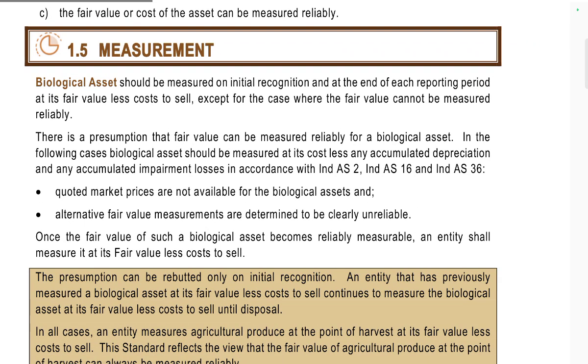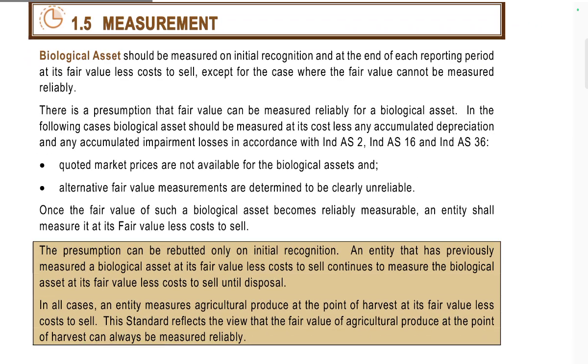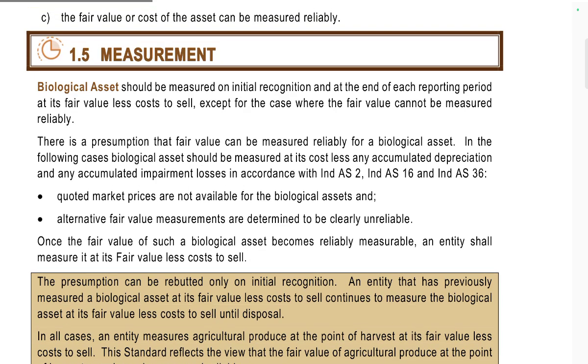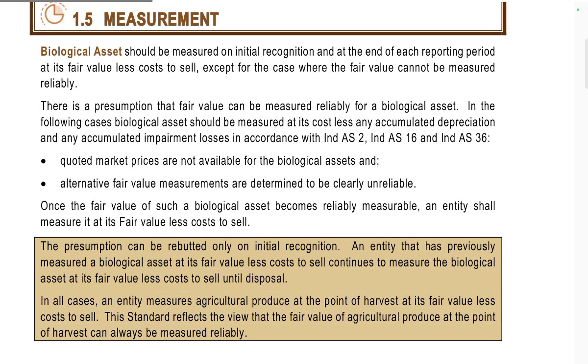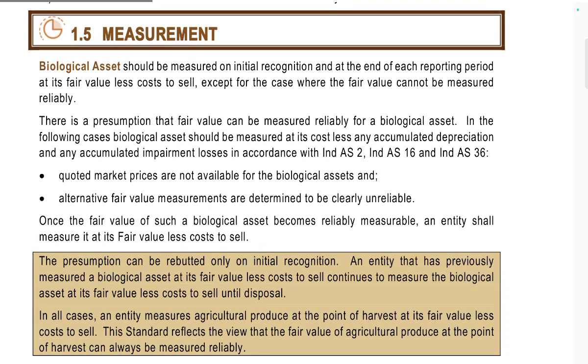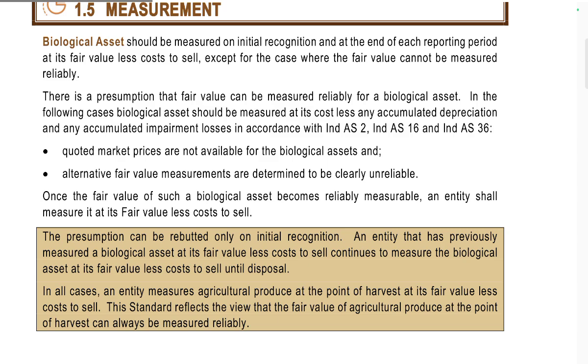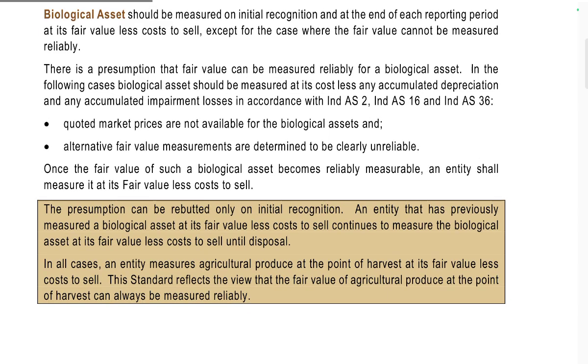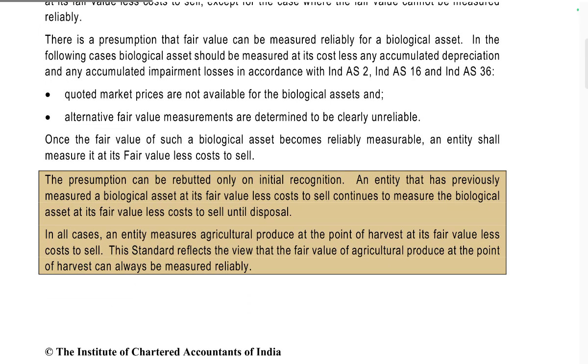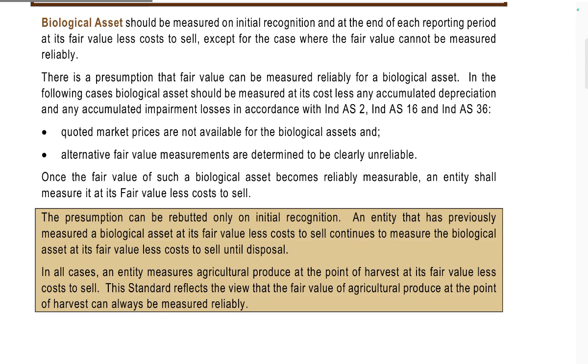Measurement: a biological asset should be measured on initial recognition and at the end of each reporting period at fair value less costs to sell, except where fair value cannot be measured reliably. There is a presumption that fair value can be measured reliably for a biological asset. In the following cases, the biological asset should be measured at cost less accumulated depreciation and accumulated impairment losses, according to Ind AS 2, Ind AS 16, and Ind AS 36, when a quoted market price is not available for the biological asset.